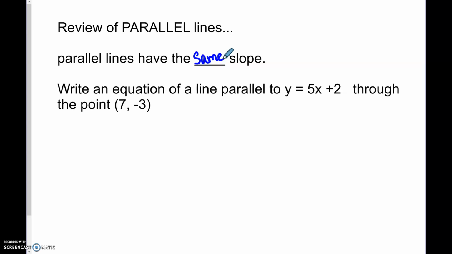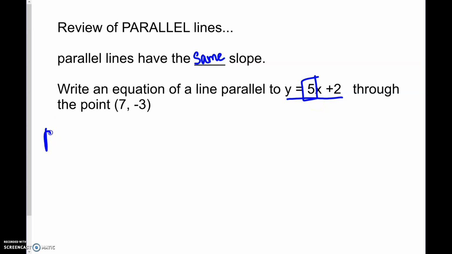So write an equation of a line parallel to y equals 5x plus 2. Okay, so we have this equation. Now, what is the slope of this line? Is the slope 5 or is it 2? And the slope is 5. So we want to write an equation of a line that's parallel to that one through this point.